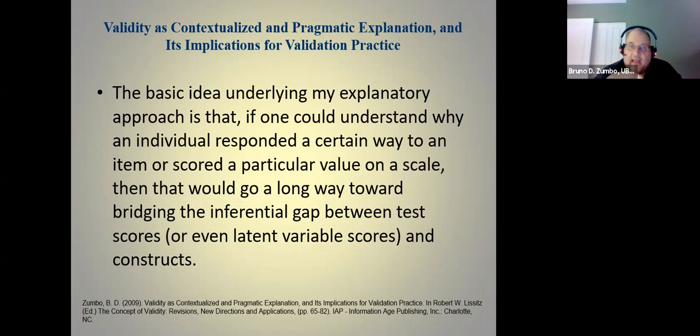The basic idea underlying my explanatory approach is that if one could understand why an individual responded in a certain way to an item or scored a particular value on a scale or on a test, then one would go a long way toward bridging the inferential gap between the test scores, or even the latent variable scores, and the constructs. The construct is, if you wish, the phenomenon of interest. The score is the observed score on a survey or a test, and the latent variable score is a model-implied predictive score on a latent variable, a random effect, if you wish, that's constructed from a model. So having an understanding of why, and an explanation, goes a long way toward bridging the inferential gap between the test scores, or even the factor score or theta score in IRT, either one of those, and the construct. And to me, that's what validation is fundamentally about.